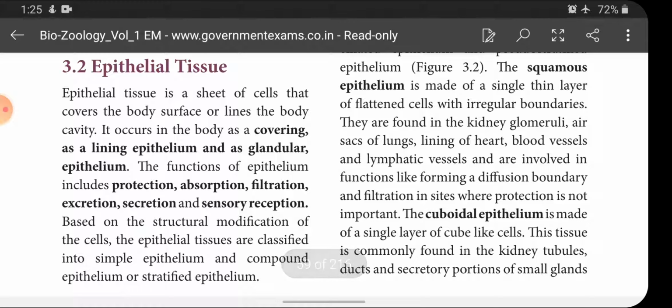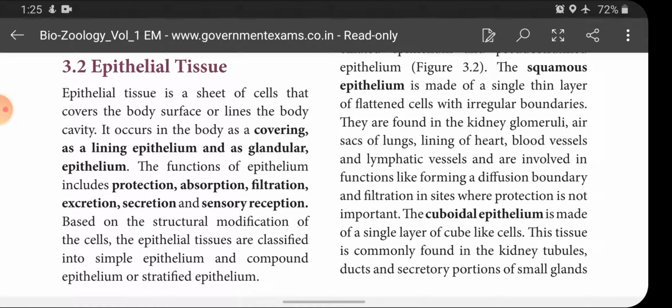Epithelial tissue is a sheet of cells that covers the body surface and also the inner lining of the body cavity. It occurs in the body as a covering or lining epithelium and as glandular epithelium. The functions of epithelium are protection, absorption, filtration, excretion, secretion and sensory reception.